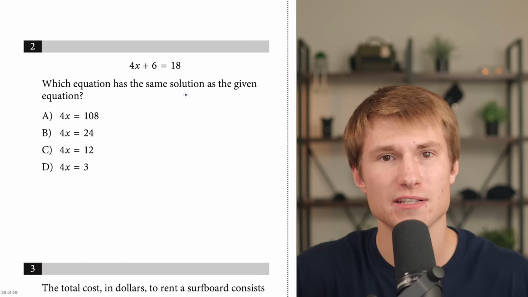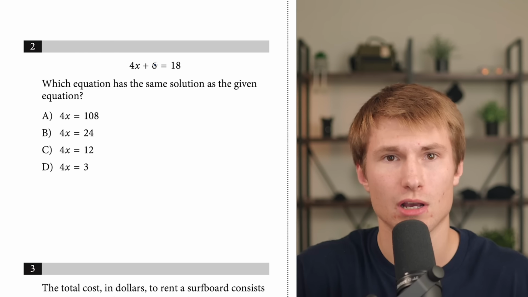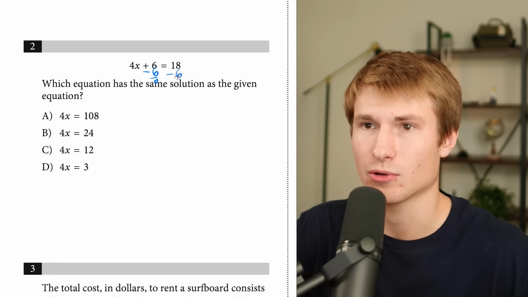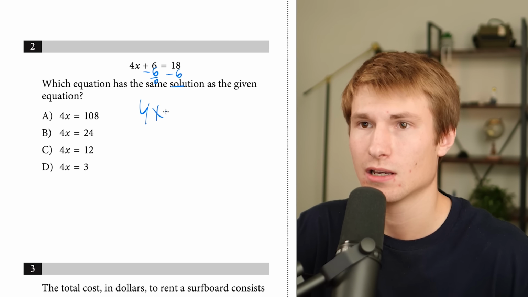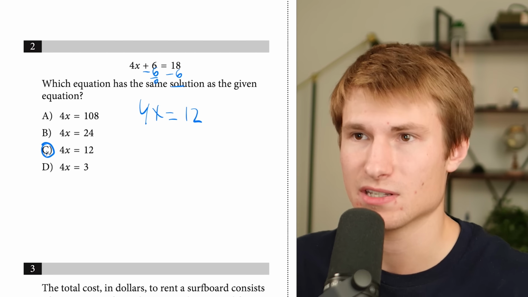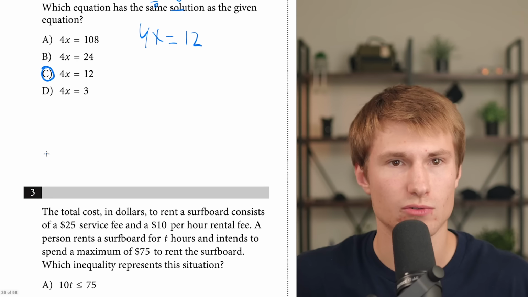Which equation has the same solution as the given equation? All right, I see all my answers are 4x equals something, so I'm going to go ahead and subtract 6 from both sides. That'll leave me with 4x is equal to 12, and I don't actually have to solve for x because, as we can see, our answer there will be C. So let's go ahead and move on to question 3.